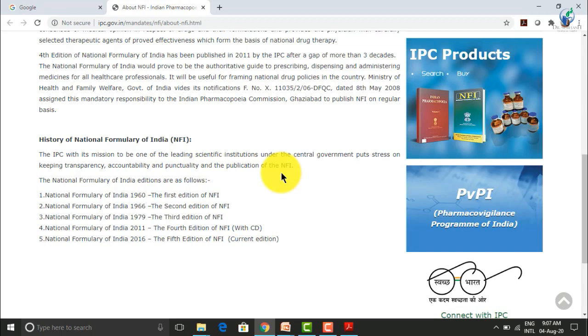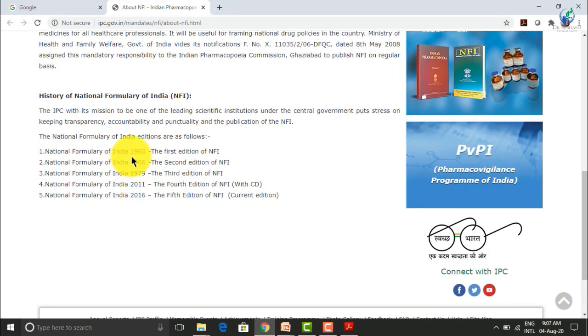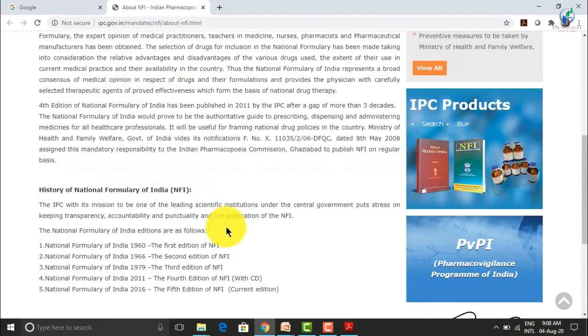The N.F.I was first published in 1960, then in 1966 was the second edition, then afterwards in 1979 the third edition. After a long time, it was prepared in 2011. Due to controversy, it took such a long time. 2011 was the fourth edition, and what is used in India now is 2016, the fifth edition. So you should have such knowledge.